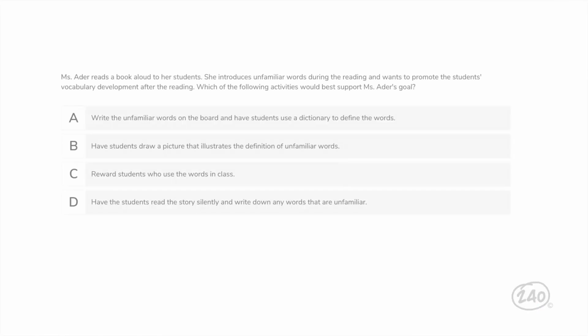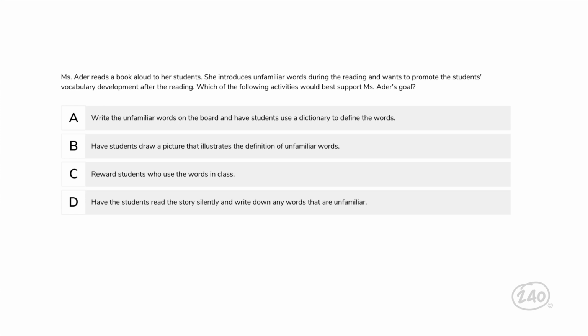Alright, for the next one, let's check out what one of those vocabulary questions might look like. Miss Ader reads a book aloud to her students. She introduces unfamiliar words during the reading and wants to promote the students' vocabulary development after the reading. Which of the following activities will best support Miss Ader's goal?